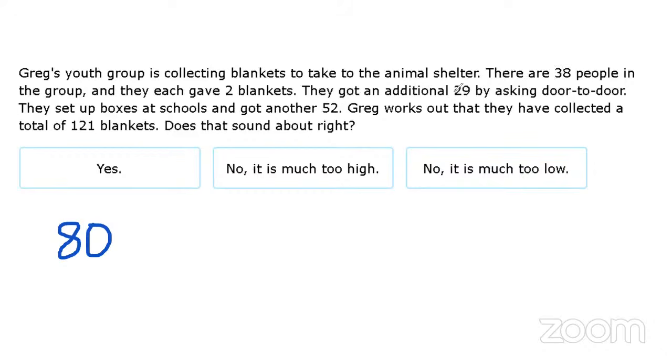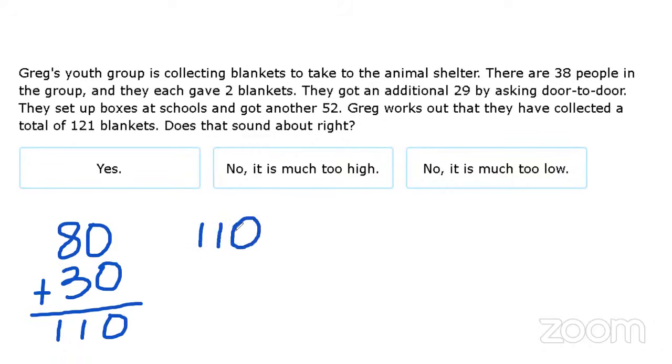All right, now they gave an additional 29, that's about 30, right? So 80 and 30 would be about 110 blankets, correct? And then they collect about 52. So we can say 110 blankets here and about 52, we can say about 50, right? Because we have rounded up some already in our calculation. So if we round down 52 to 50, that's a lovely number to add to 110. We're estimating here, nothing will be exact, so 110 plus 50 would be about 160 blankets.